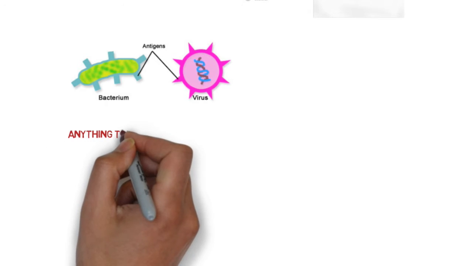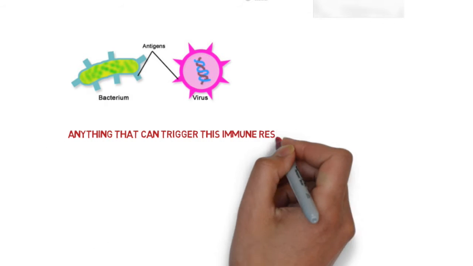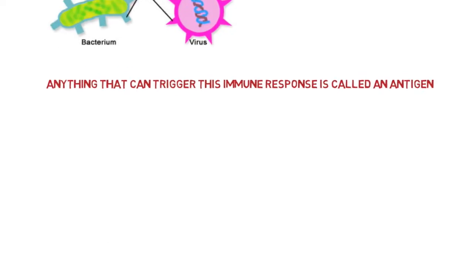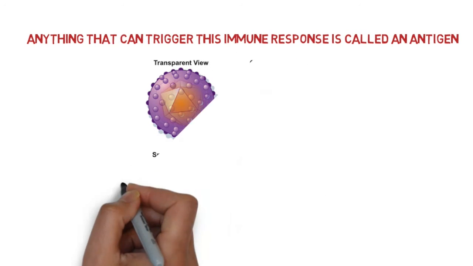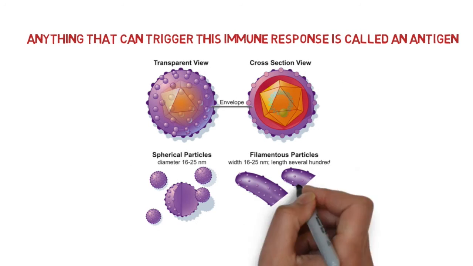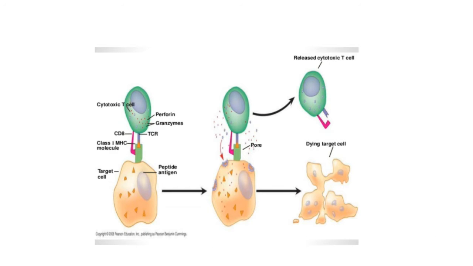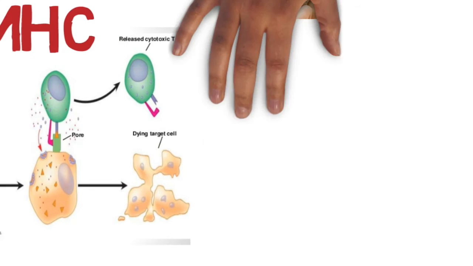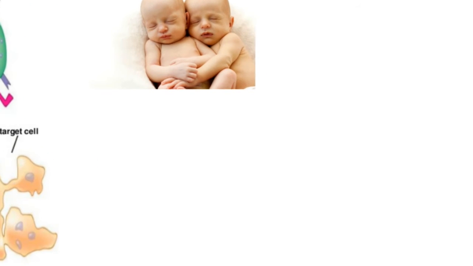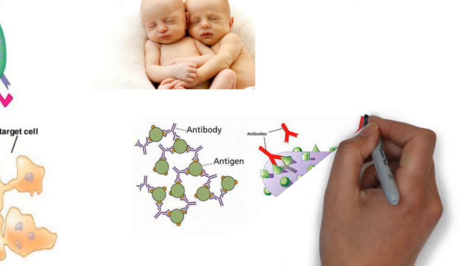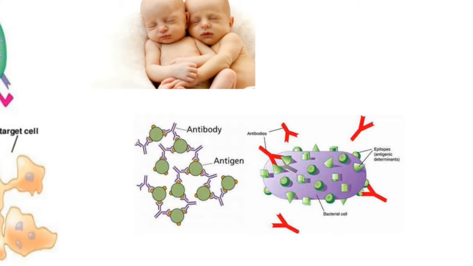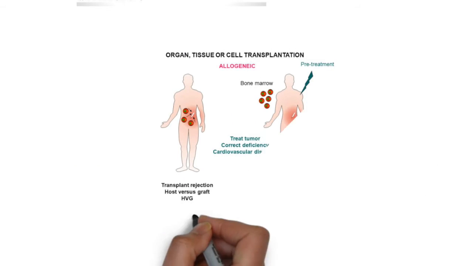Anything that can trigger this immune response is called an antigen. An antigen can be a microbe, such as a virus, or even a part of a microbe. Tissues or cells from another person, except an identical twin, also carry non-self markers and act as antigens. This explains why tissue transplants may be rejected.